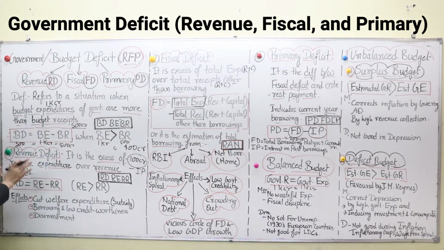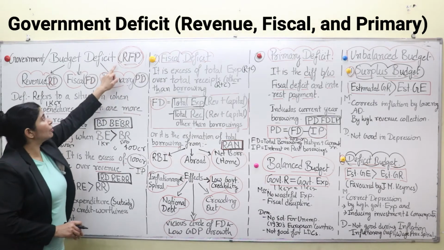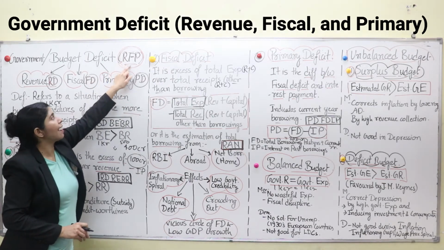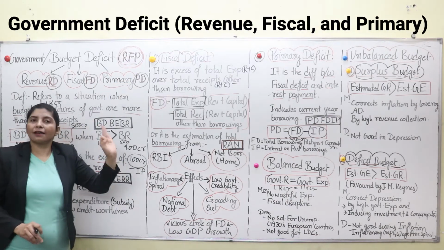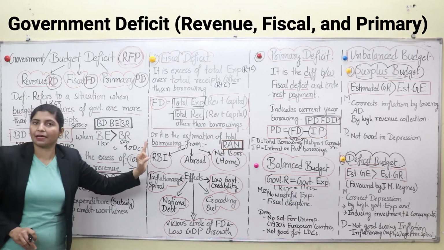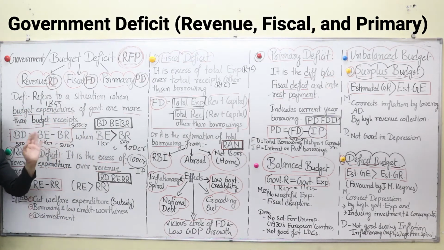Okay. Then this budget deficit comprises three types of deficit. What are they? Revenue deficit RD, fiscal deficit FD, and primary deficit PD. And for that the code is RFP. Revenue, fiscal, primary. What are the three types of deficits? Revenue, fiscal, primary, RFP. Remember it and note it down in your notebooks or write in your book also, as you wish, right? Then number one is revenue deficit.